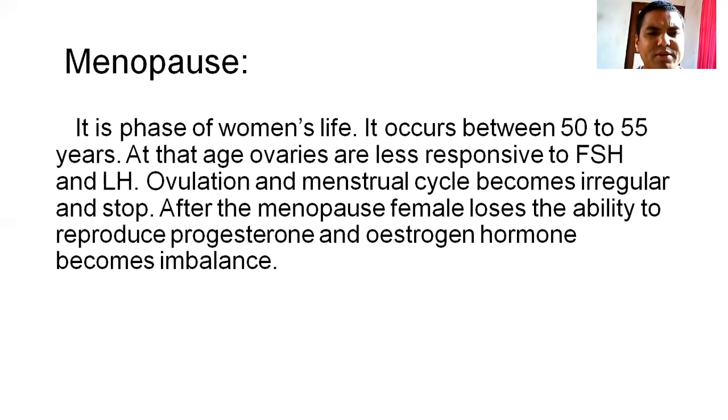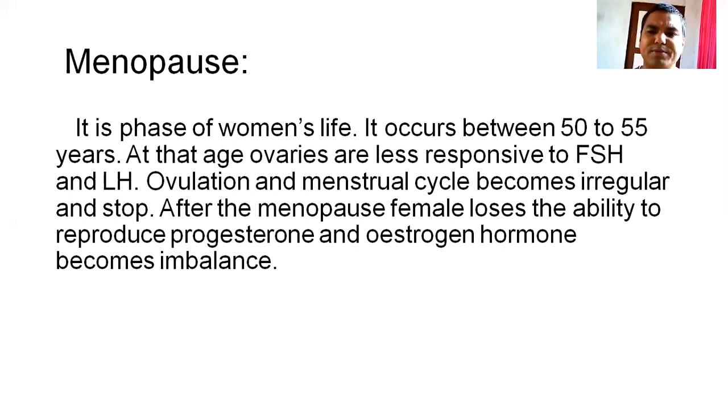But now, what do you mean by menopause? I am explaining here about menopause. Menopause is a phase of a woman's life. It occurs between 50 to 55 years. At that age, the ovaries are less responsive to follicle stimulating hormone and luteinizing hormone. Ovulation and the menstruation cycle become irregular and stop. After menopause, females lose the ability to reproduce, and progesterone and estrogen hormones become imbalanced.